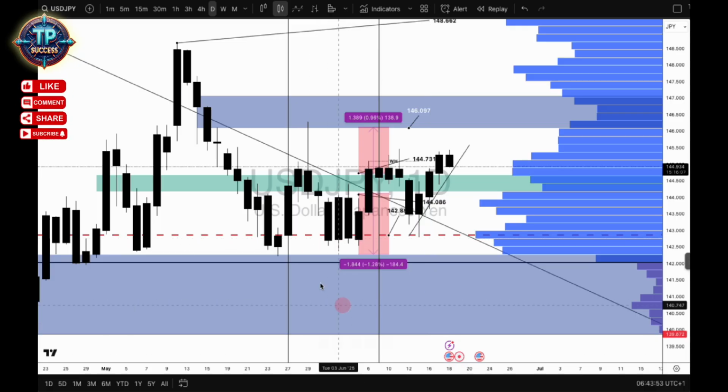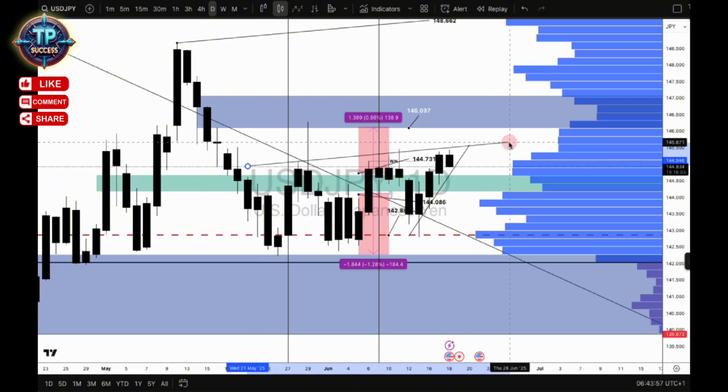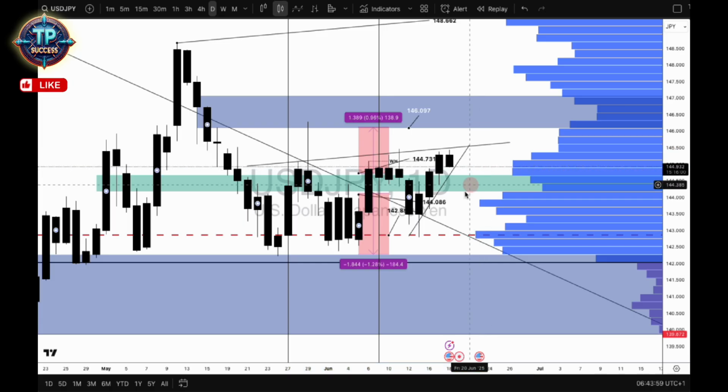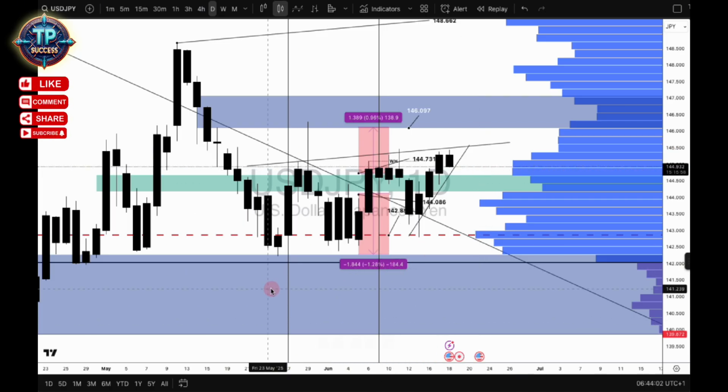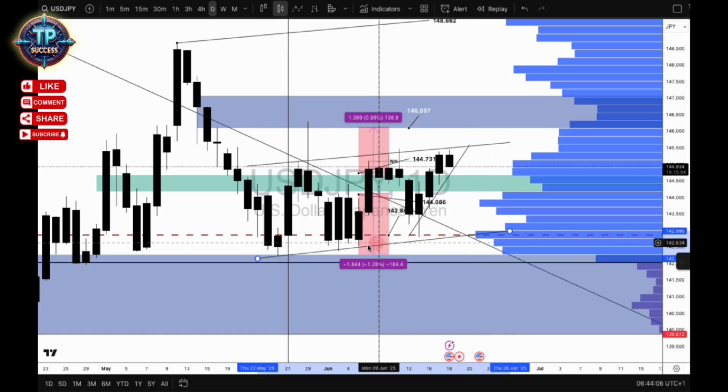So let's put this on our chart. I think it's actually a good idea. Let's put this level on our chart right now. Let's keep an eye on this structure.